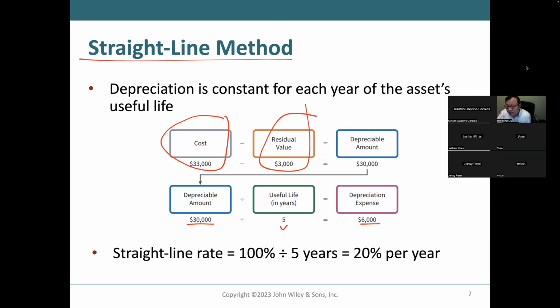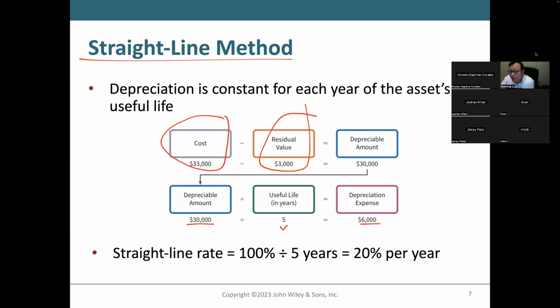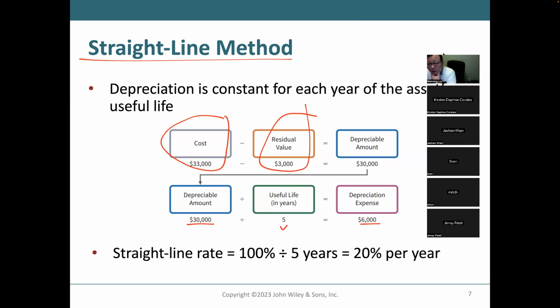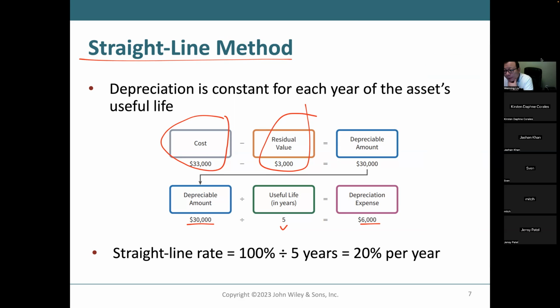If you understand this straight line method, give me a sum up. 1, 2, 3. What about other students? Do you guys have any question? No question? Okay, so I will move on.